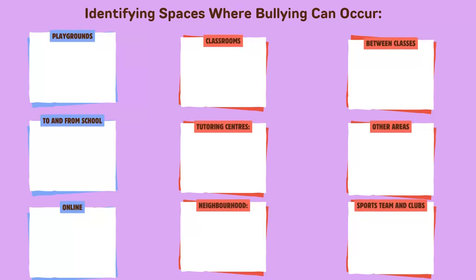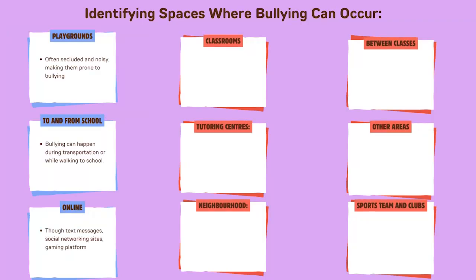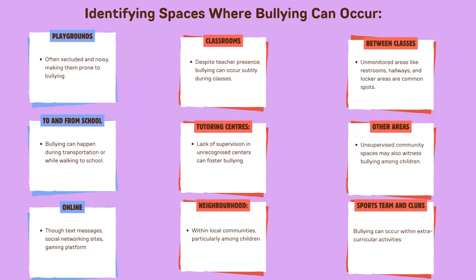Identifying spaces where bullying can occur. Playgrounds, often secluded and noisy, making them prone to bullying. Classrooms. Despite teachers' presence, bullying can occur subtly during classes. Between classes, unmonitored areas like restrooms, hallways, and locker areas are common spots.